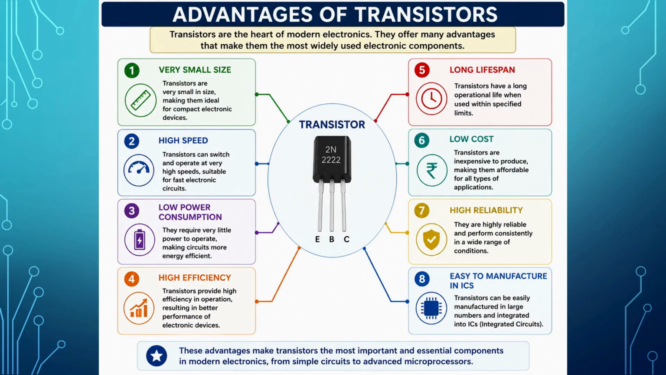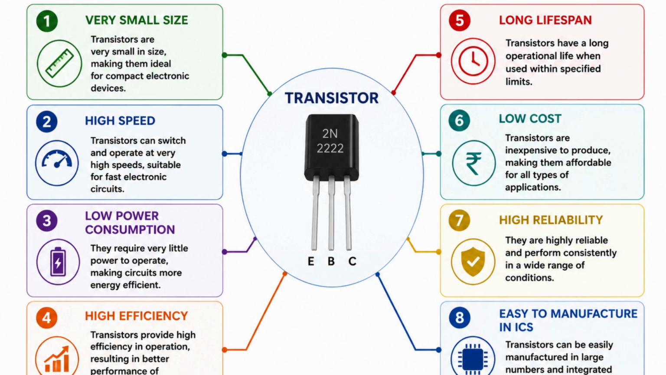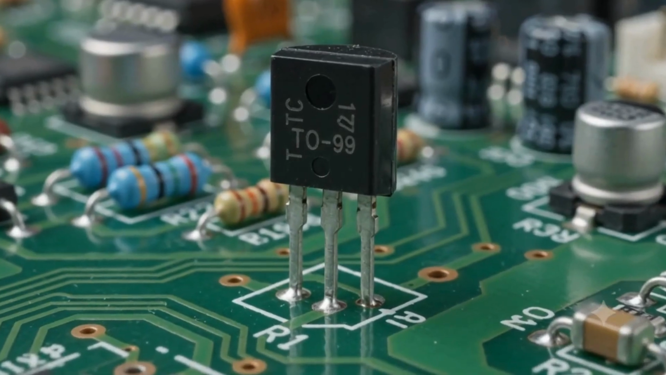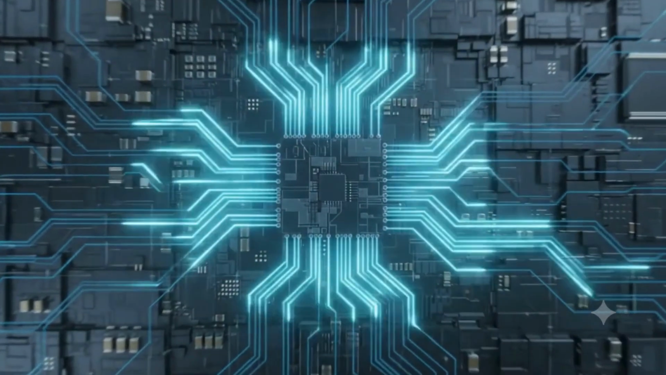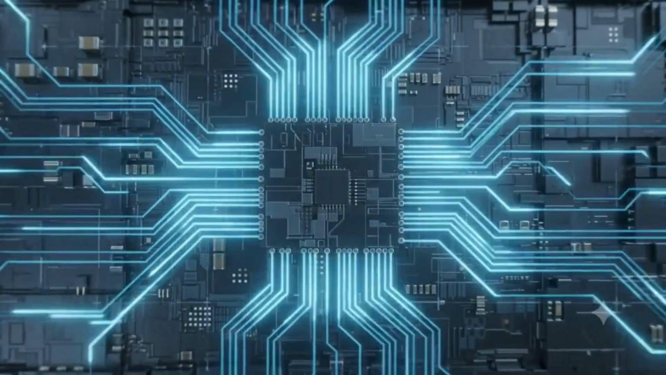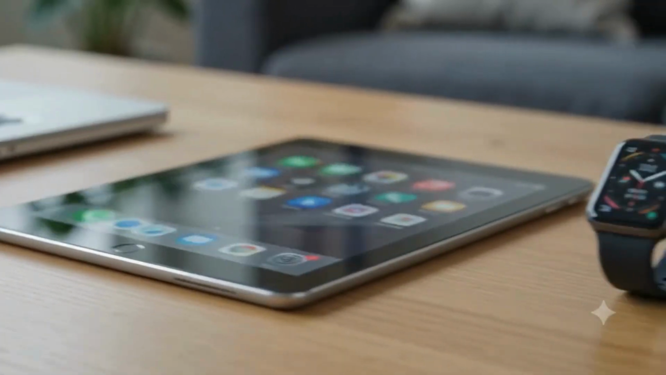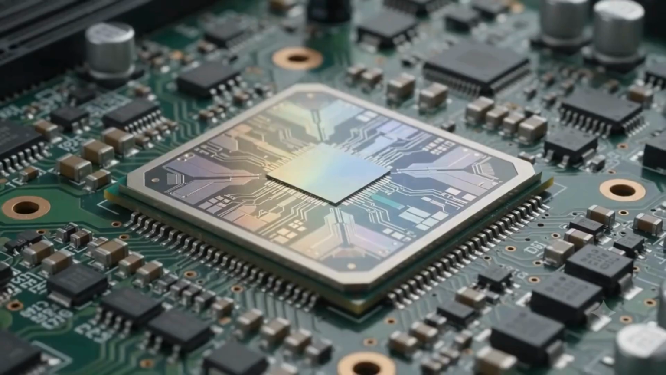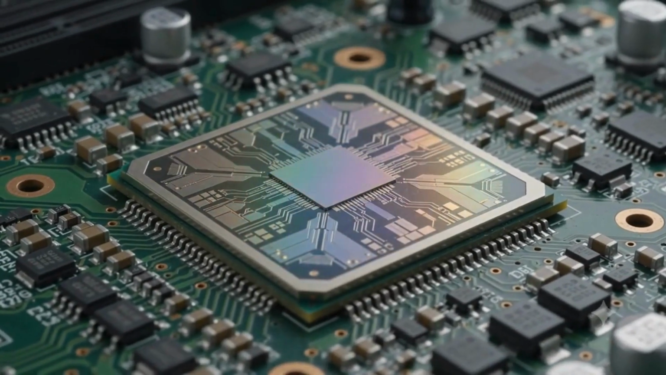Transistors offer many advantages. They are small in size, consume very little power, and operate at very high speeds. They can amplify weak signals and work as electronic switches. Transistors are reliable, generate less heat, are low in cost, and are used in almost every electronic device we use today. That's why the transistor is one of the most important inventions in electronics.